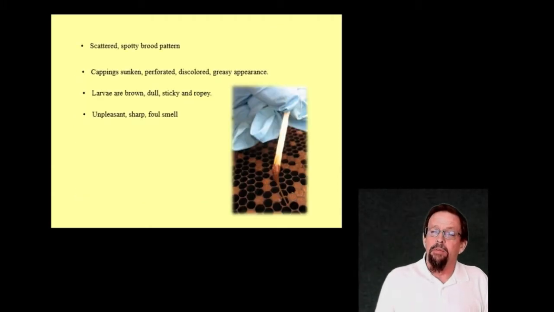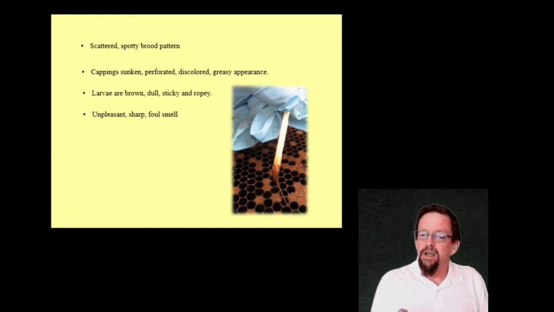With American foul brood, you'll find that you'll have a scattered and spotty brood pattern. And as we go through a lot of these other diseases, you'll see that spotty brood pattern is kind of indicative of things not right in your hive. So cappings are sunk and perforated, and it has a greasy appearance. The larvae are dull, and if you take a stick and thrust into it, it's going to be sticky and ropey, and it's going to have an unpleasant foul odor.